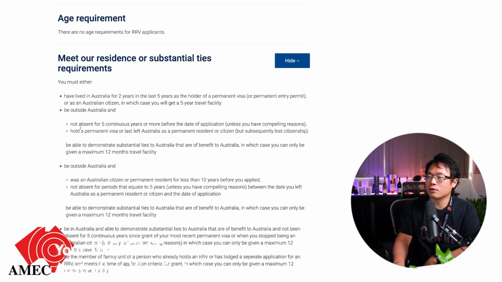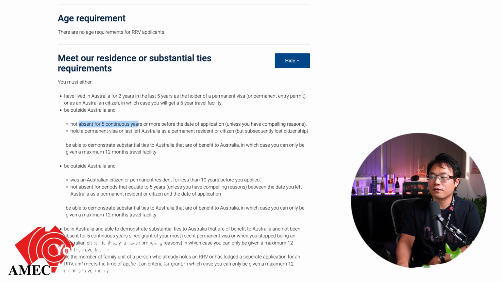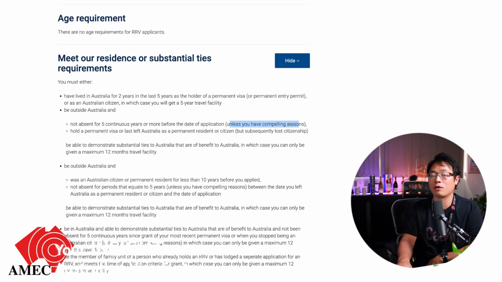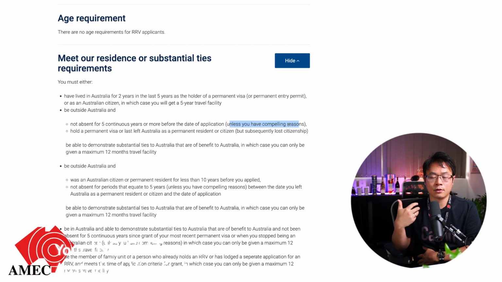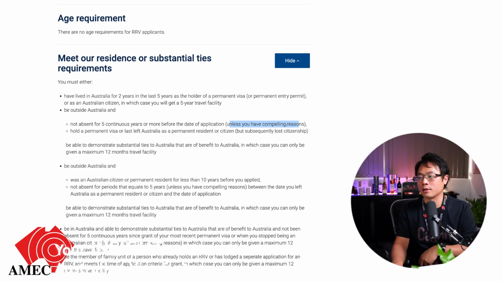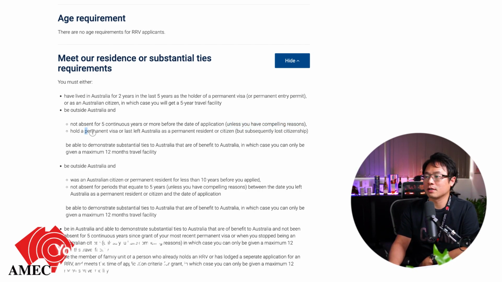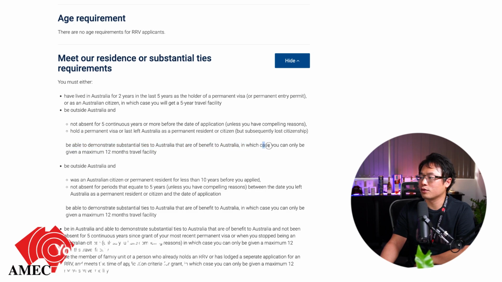Okay. So if you're outside Australia, there's also a way to do it. Not absent for 5 continuous years or more before the application, unless there is a compelling reason. Now, obviously, the compelling reason can be, first of all, that you've been working offshore. There's demonstrable work that you cannot be in Australia. Then you can actually still get your permanent resident there, and you held your PR, but not subsequently lost your citizenship. Be able to demonstrate substantial ties to Australia that are of benefit to Australia, in which case you are only given a maximum of 12 months.